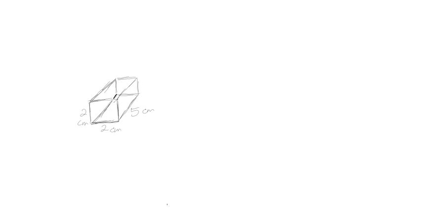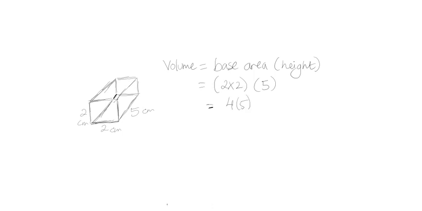So let us try to do the easiest thing, which is working out the volume. So volume equals, as we said, base area multiplied by the height. Okay, that's the formula. So the base is a square here. So the base area will be 2 times 2. Okay, length times breadth. And the height is 5. So you end up getting 2 times 2, 4. So 4 times 5, which gives me 20.